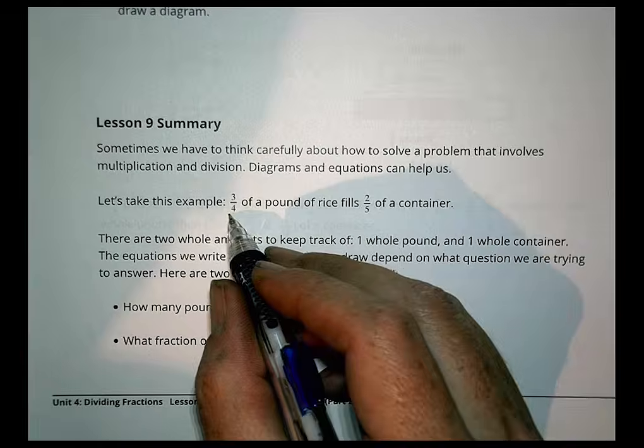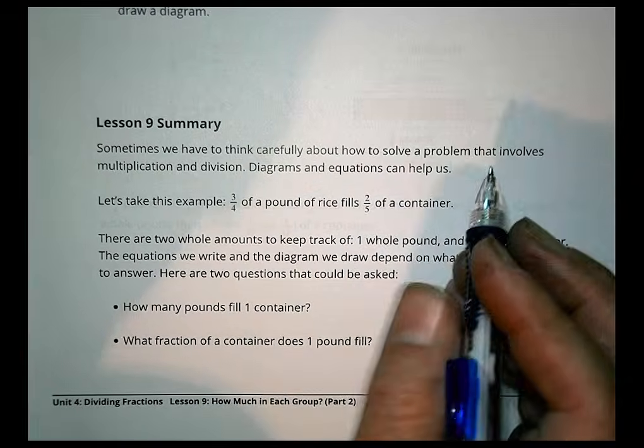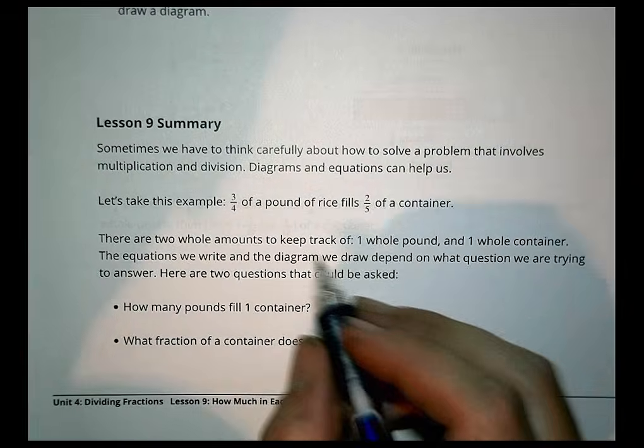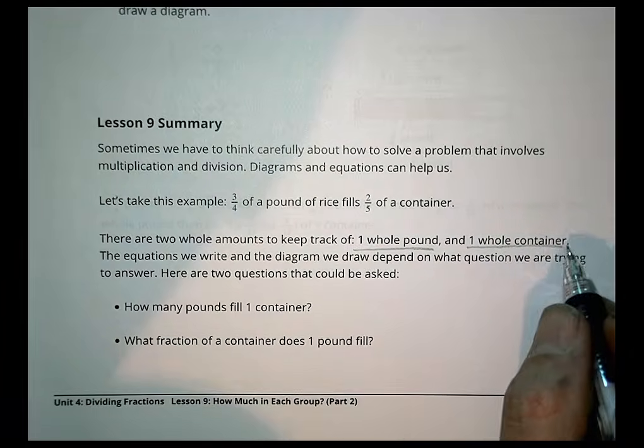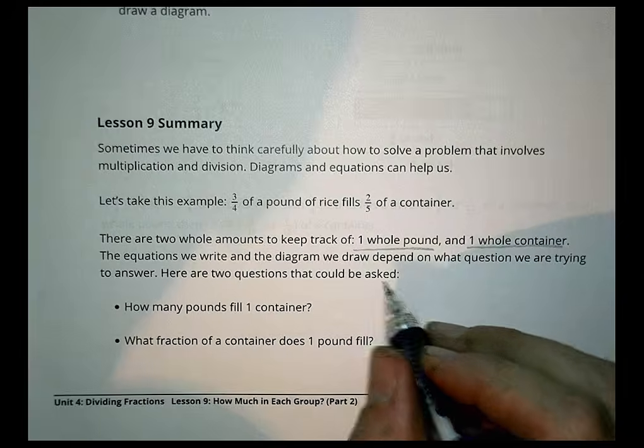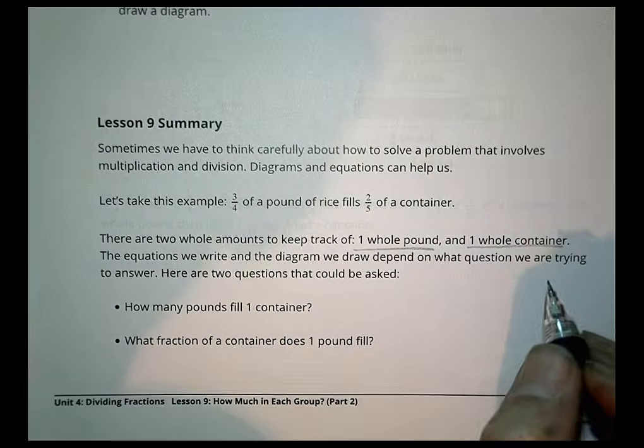3/4 of a pound of rice fills 2/5 of a container. There are two whole amounts to keep track of, 1 whole pound and 1 whole container. The equations we write and the diagram we draw depend on what question we're trying to answer. And that's really the hard part here.